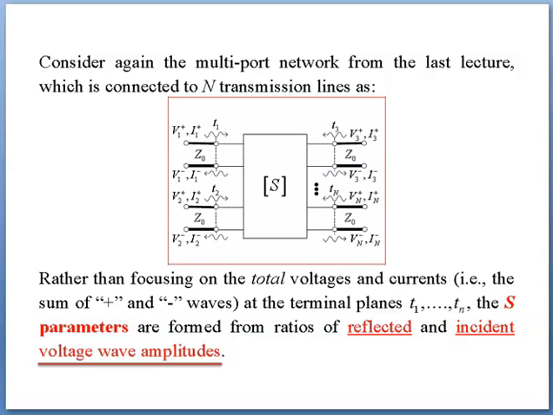Consider again the multi-port network from the last lecture. Rather than focusing on the total voltage and current, which is the sum of the positive and negative waves at the terminal planes, the S parameters are formed from ratios of reflected and incident voltage wave amplitudes.